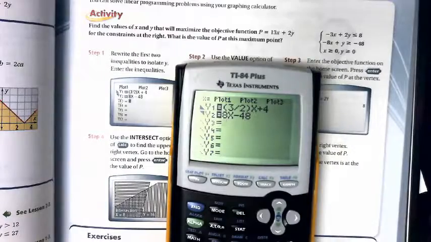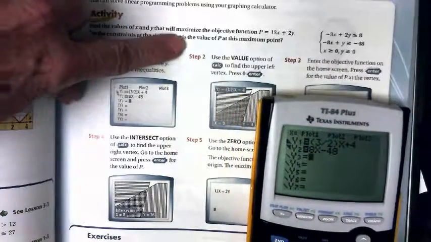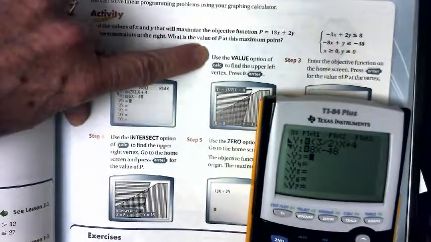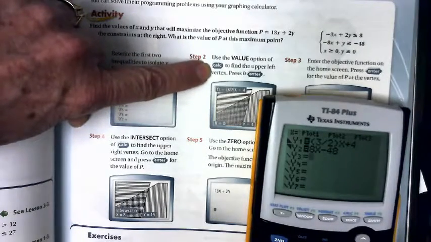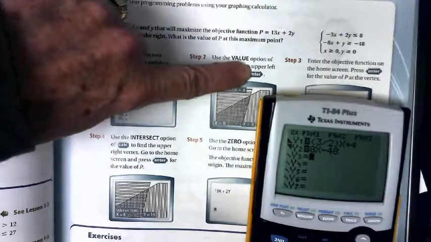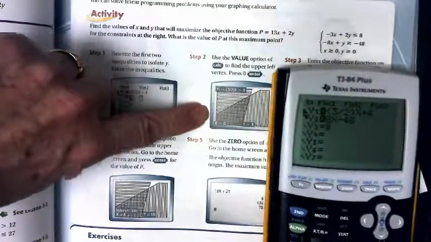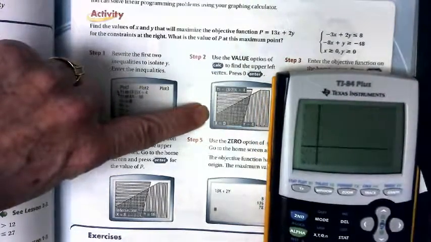Okay. All right. So now what it tells me to do is to go to the value option under calc to find the upper left vertex and then press 0 and then press enter. So I'm going to do exactly what it says. I'm going to go to my graph.